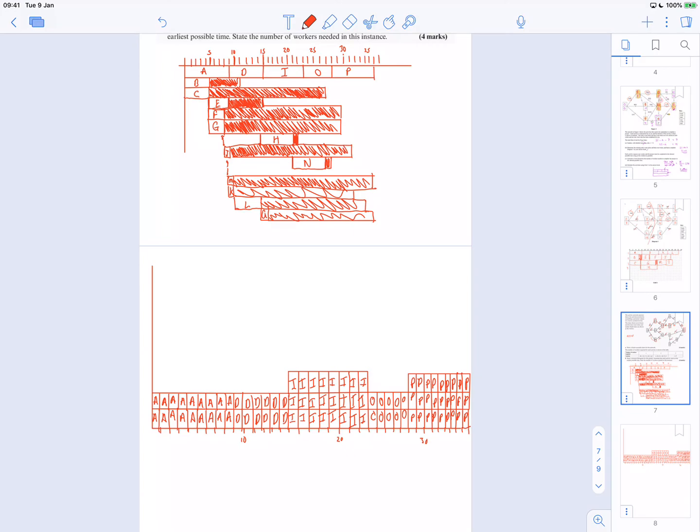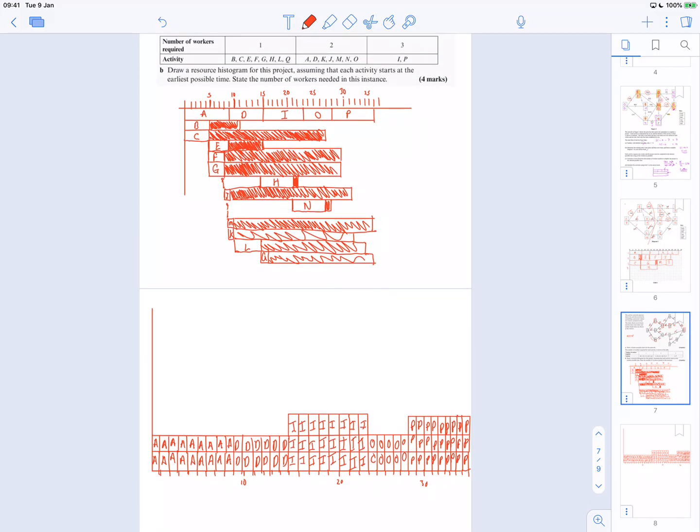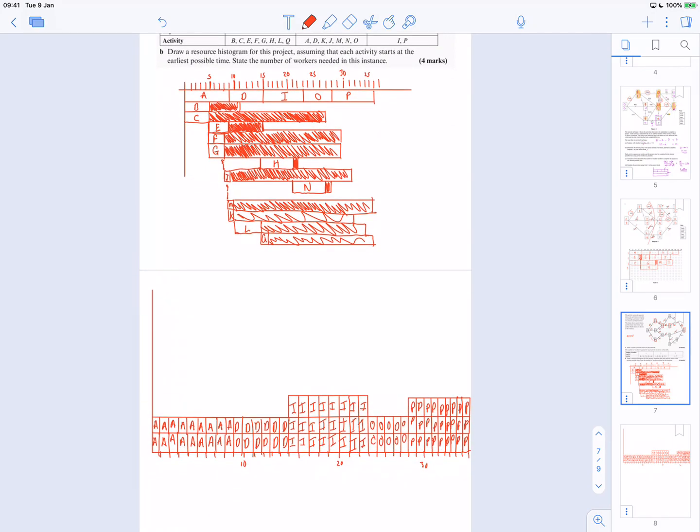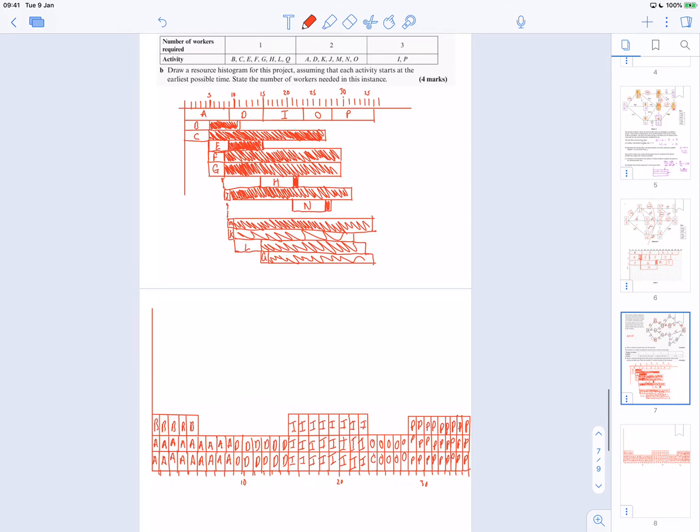So I've done my critical activities, and then the question clearly said, assuming that each activity starts at the earliest possible time. So B has one worker and it starts at 0 and it's 5 long. So 1, 2, 3, 4, 5. So we'll put B in next. So this is all the B's. And then C's, it's the same deal, isn't it? They've just got one worker.